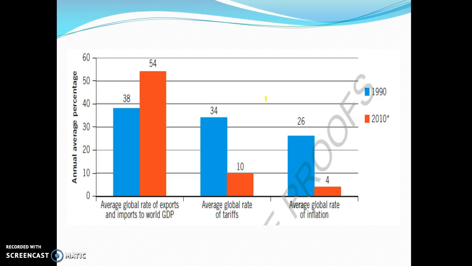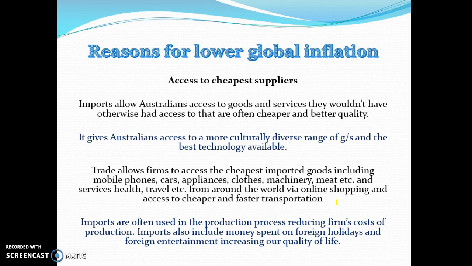So if you look at these graphs here, you can see that this is looking at the average rate of exports. So you can see that as global rates of exports increase, so there's more and more exports and imports around the world, as tariff rates have fallen, it's caused a large decrease in inflation. So inflation has gone down significantly with the increase in exports and the decrease in protection. And there's a whole range of different reasons for that.